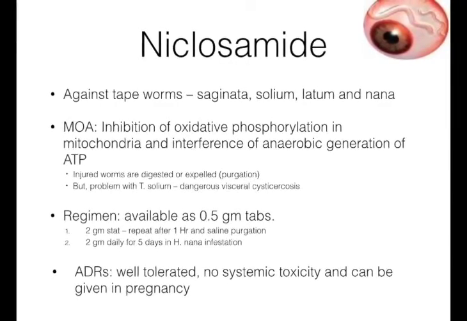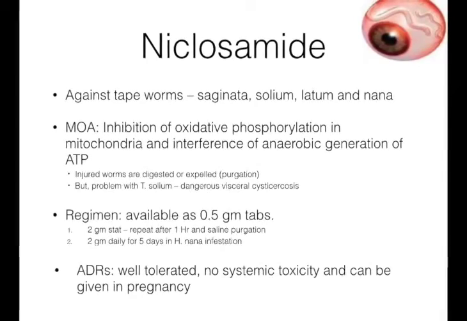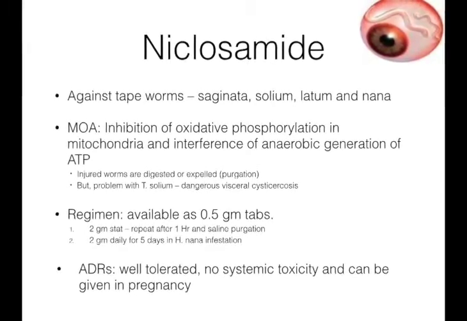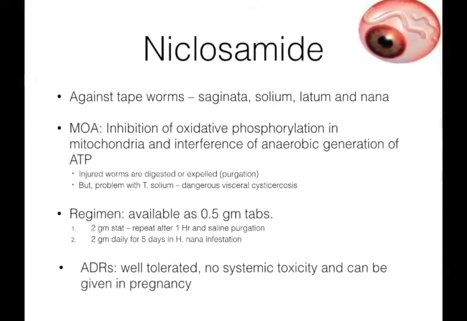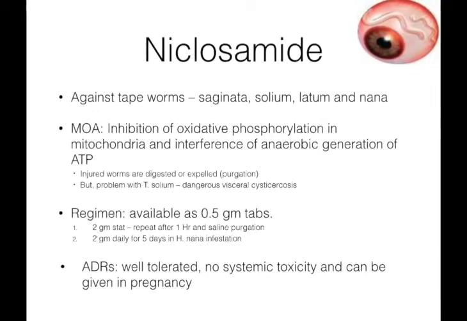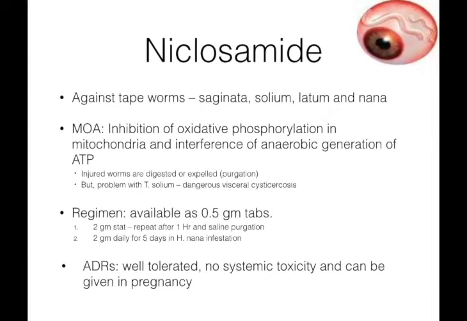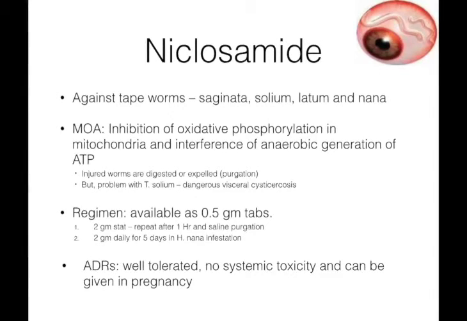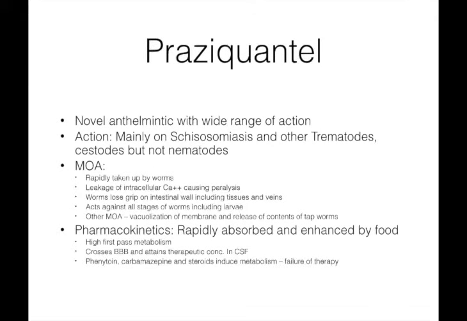The clinical use of niclosamide. The adult dose of niclosamide is 2 grams given once in the morning on an empty stomach. The tablets must be chewed thoroughly and then swallowed with water. Next will be praziquantel.